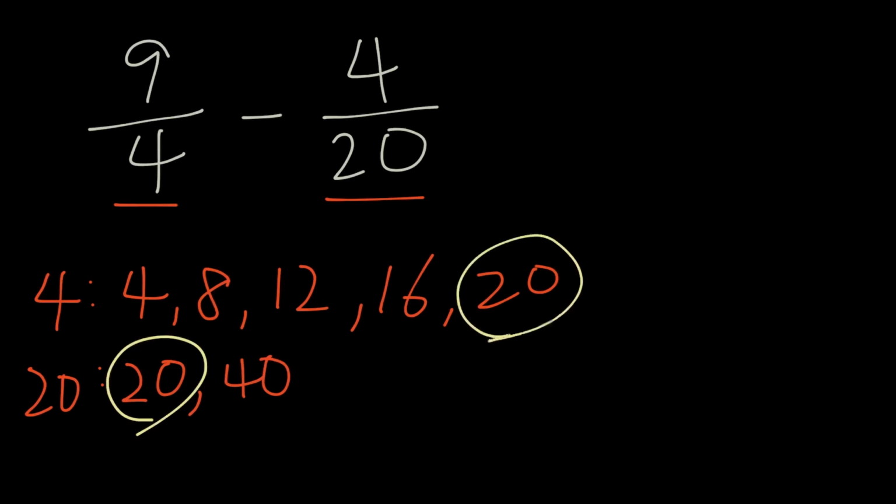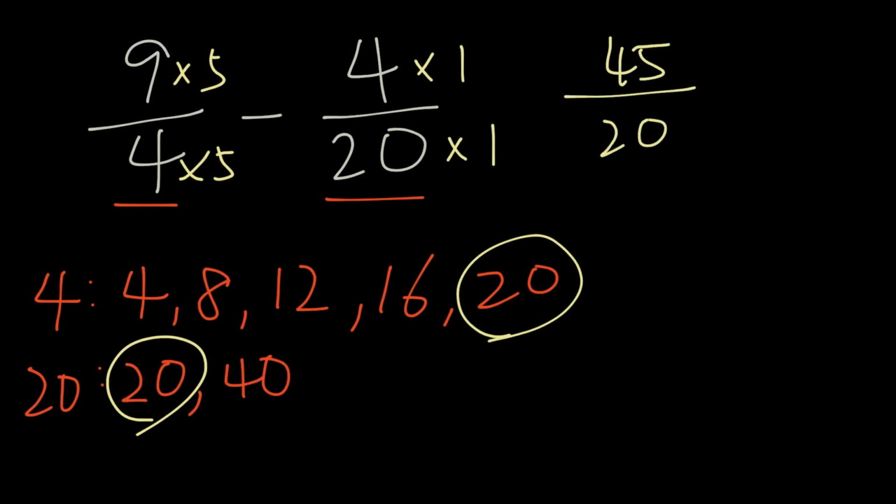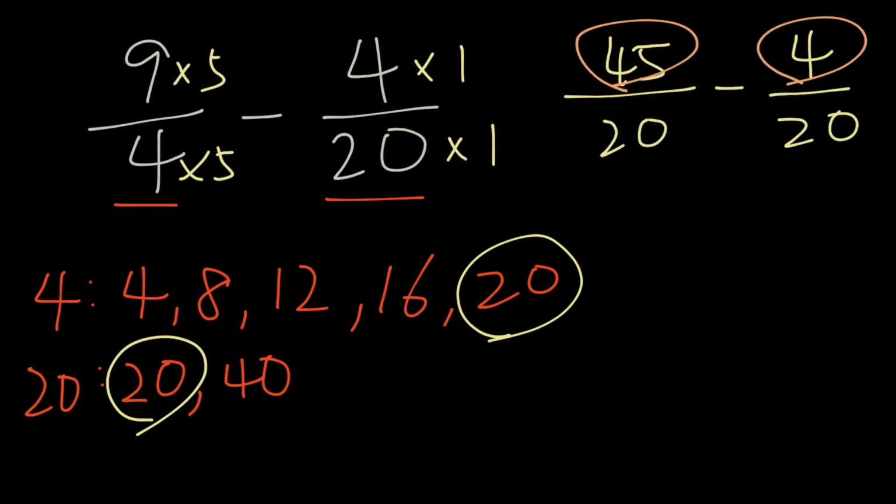So now we need to make the common denominator 20 for both fractions. So the first one, we will multiply by 5 to get to 20, and the numerator by 5 as well. And for the second fraction, it's already 20, so we just need to multiply by 1. And to rewrite this, we will have 45 over 20 minus 4 over 20. And taking 45 minus 4, we will have 41 over 20.